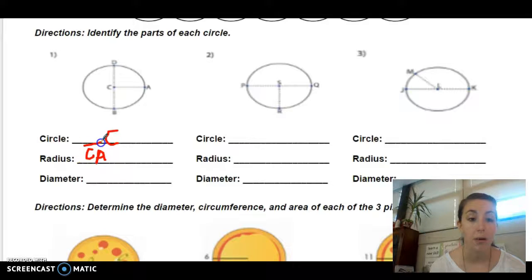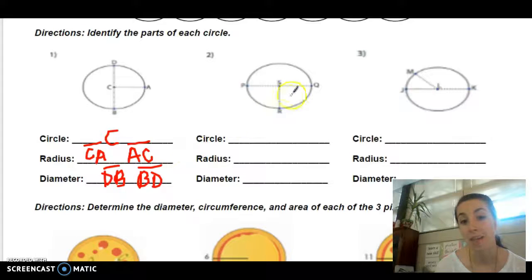And notice how I put the little bar on top of CA because I'm indicating that that is a line segment. You can also say AC if you wanted to. Either one, it does not matter. But remember, the radius is from the center to the outside. The diameter is the one that goes all the way across the circle, but it also has to go through the center as well. So the diameter of this circle is from D to B, or you could say B to D. So the line segment DB is considered the diameter, or if you want to put BD is the diameter.